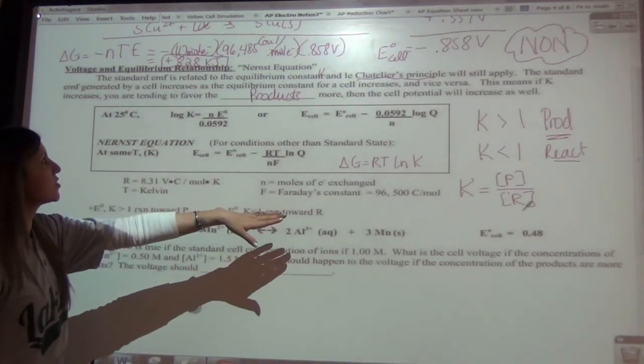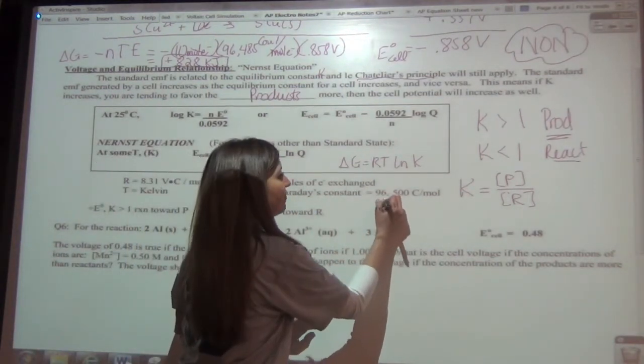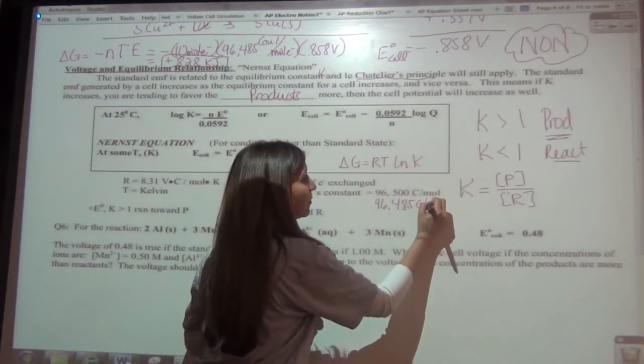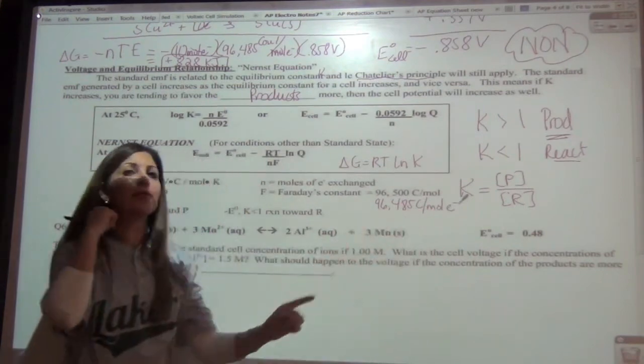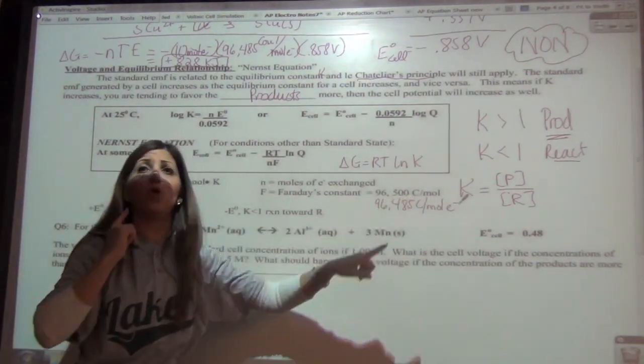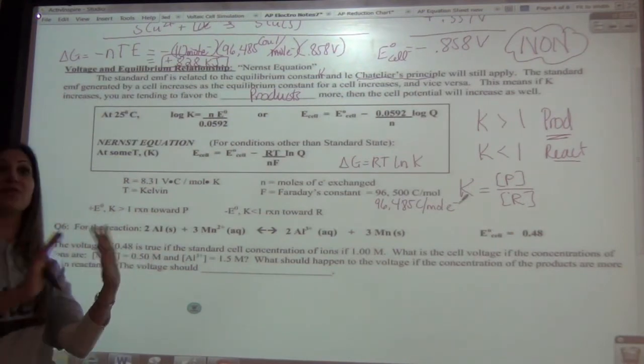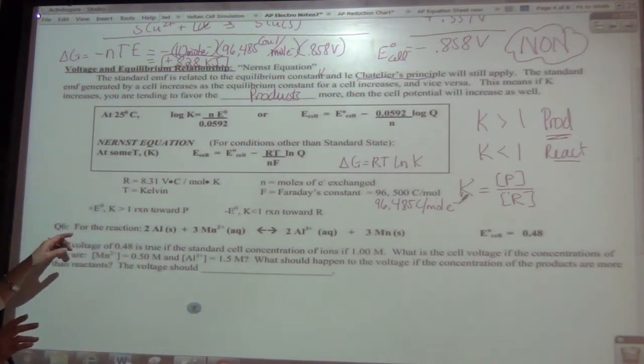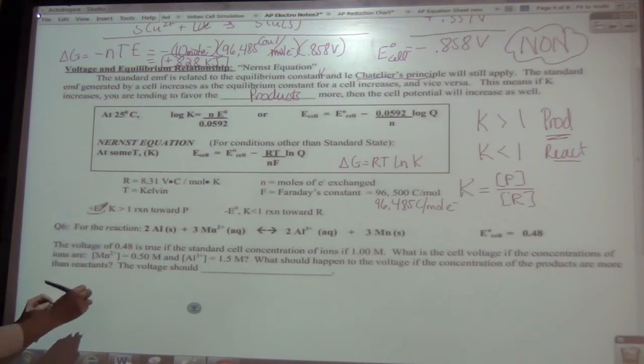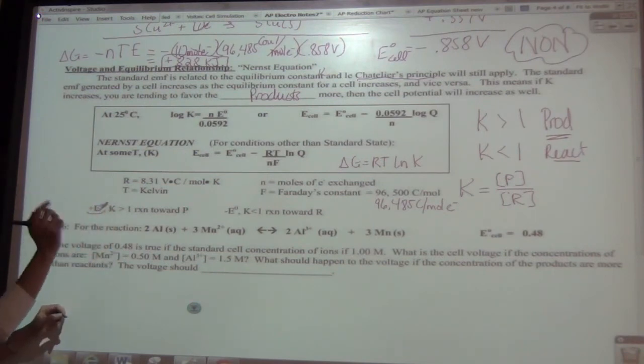So we're given these values. Again, we're going to use 96485 for coulombs per mole of electrons. I do like writing moles of electrons instead of just moles. That way you don't get confused. If you're trying to cancel things out, it's really going to help you. So we said positive E, your K is greater than 1, you're favoring the products.